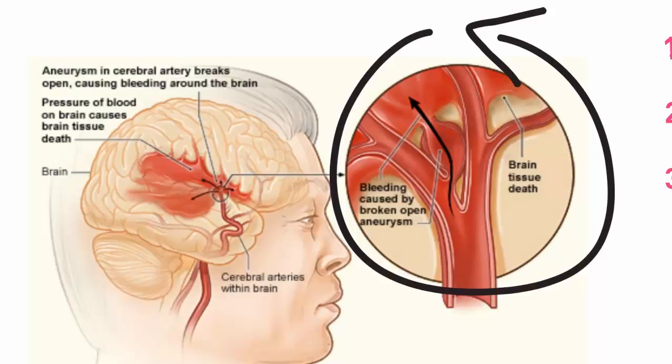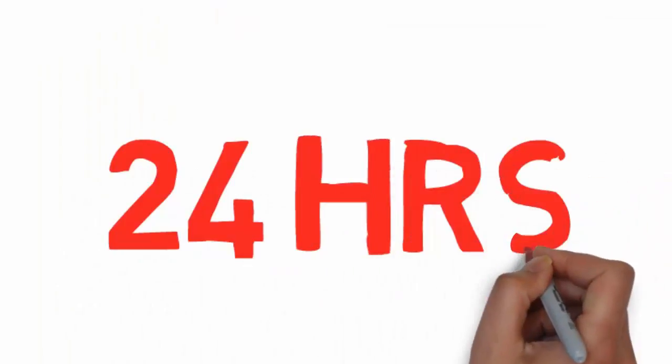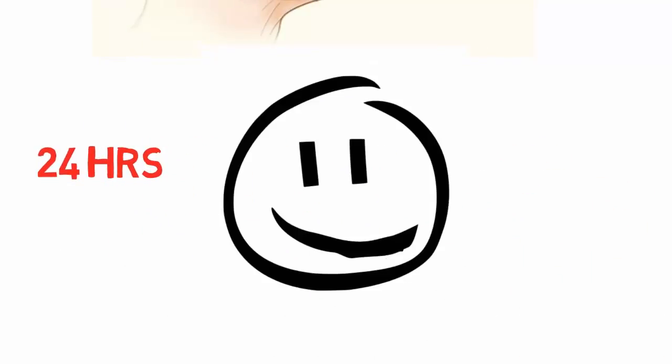The third is a transient ischemic stroke. Sometimes symptoms of stroke disappear within 24 hours. This is called the transient ischemic stroke.